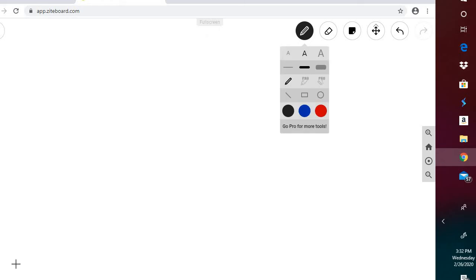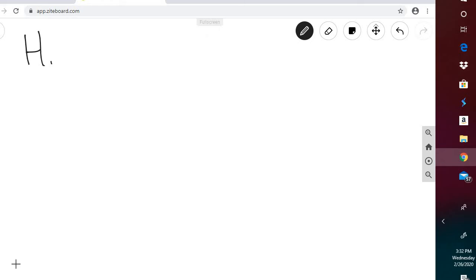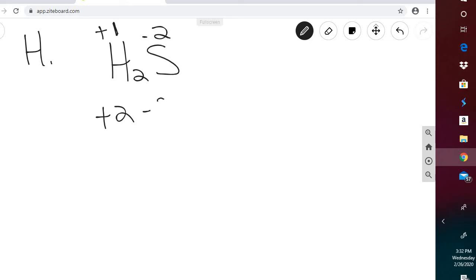And then the last one is letter H, and for that we're given this. Okay, so rule number 5 tells us that hydrogen has an oxidation state of +1. There's 2 of those, so that gives us +2, and therefore the sulfur has to be -2 because there's no charge on the molecule. So +2 and -2 will give us the overall charge of 0 on that molecule.